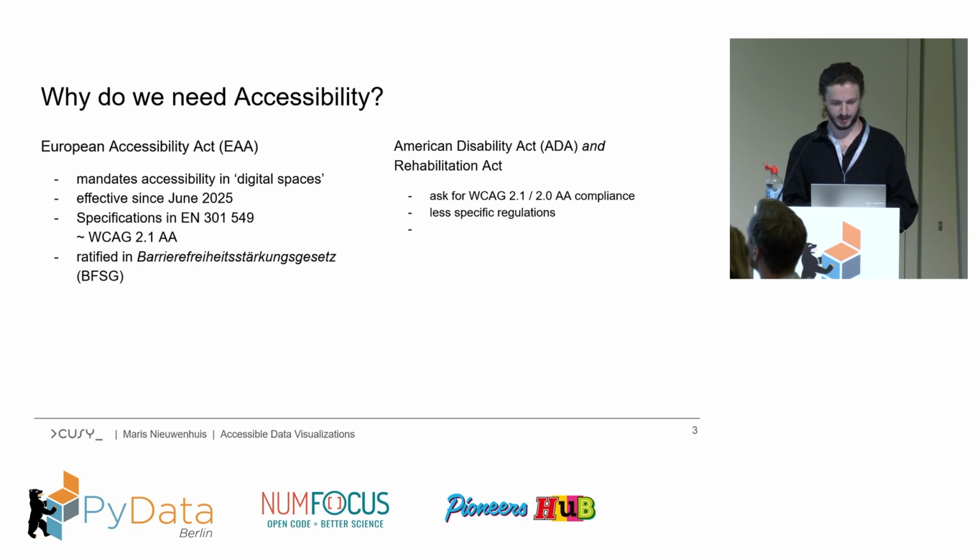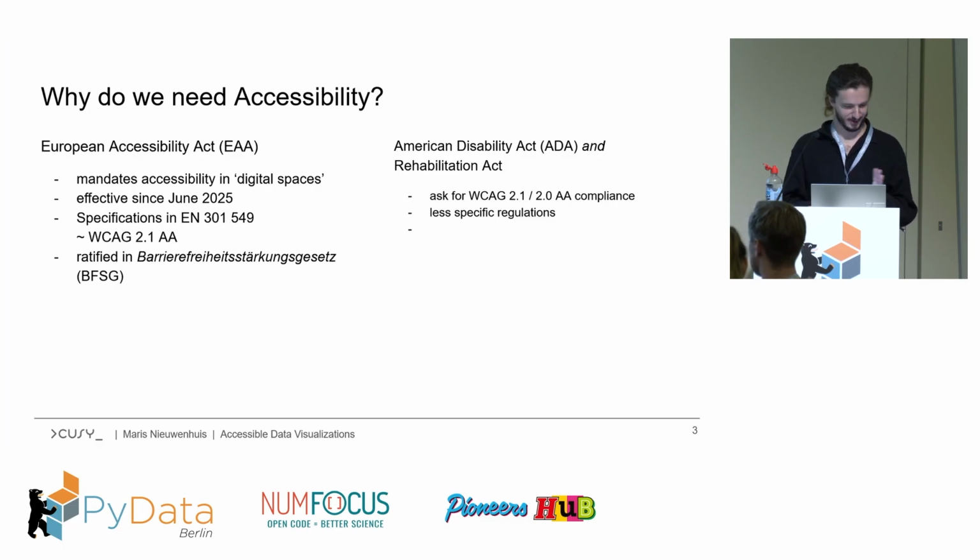And the Rehabilitation Act has mainly two sections for talking about accessibility. Section 508 requires all federal agencies and all organizations that receive federal funds to have accessible web presentations, and Section 504 extends that a bit.